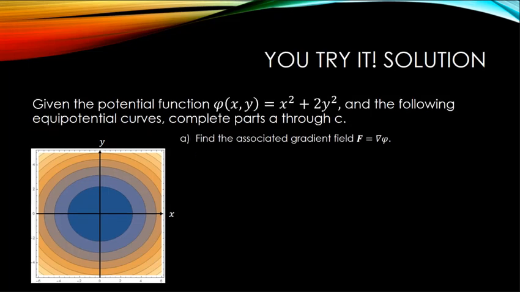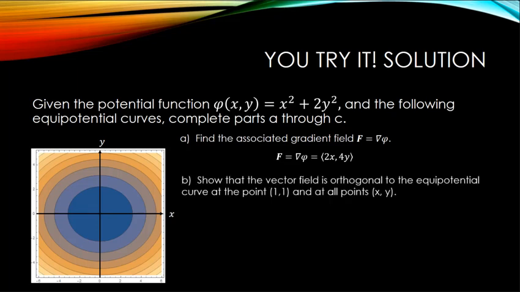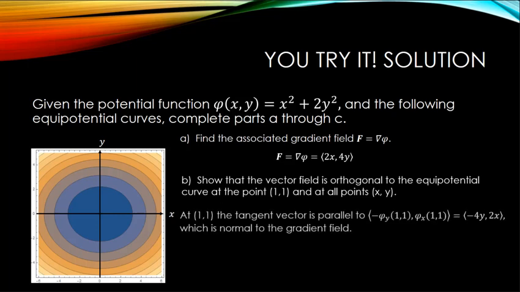The first thing we do is find the gradient of phi. The gradient of phi gives me my vector field f, which is equal to a vector with components 2x, 4y. Now I want to show that the vector field is orthogonal to the equipotential curve at the point 1, 1 and all points xy. At the point 1, 1, the tangent vector is parallel to a vector with components negative phi sub y of 1, 1 and phi sub x of 1, 1. This is equal to a vector with components negative 4y and 2x. This is normal to the gradient field at the point 1, 1 and all points xy.